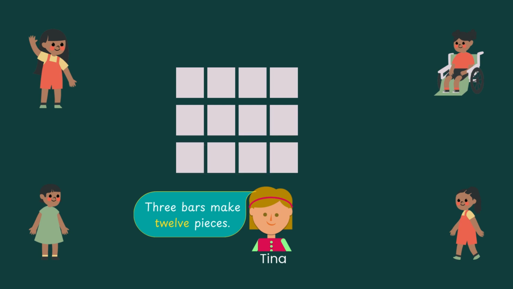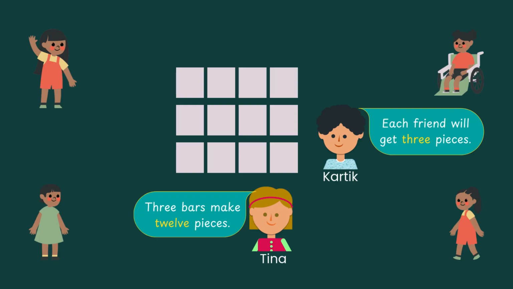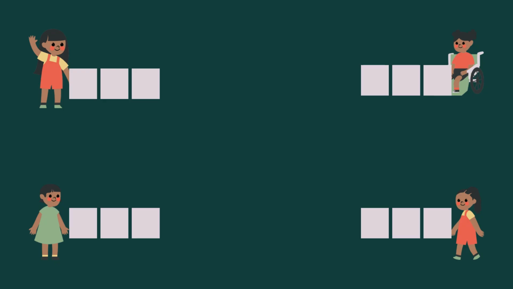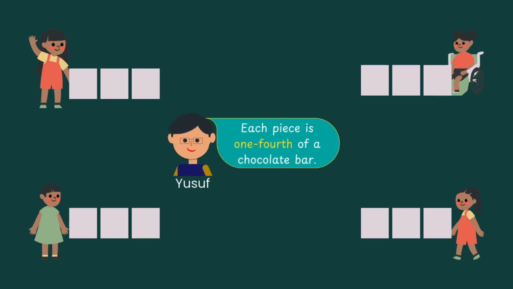Now, let's share those 12 pieces equally among the 4 friends. How many pieces would each friend get? That's right. Each friend gets 3 pieces. Who can tell me, what does each piece really represent? Exactly, Yusuf. Each piece is 1/4 of a chocolate bar. Now, if each friend gets 3 of those pieces, that means each friend gets 3/4 of a chocolate bar.